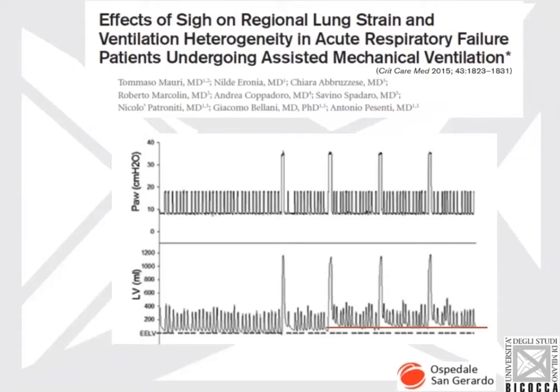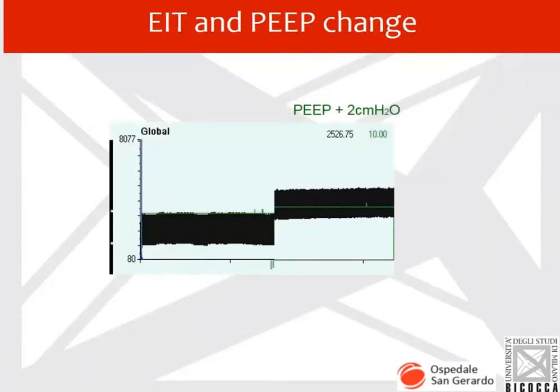So we have tried to move this concept and to use EIT not just as a readout of what we were doing by mechanical ventilation, so I increase PEEP and I measure that I have recruitment, but to use EIT as a guide, to guide our PEEP setting by the use of this imaging technique. And what we have done is to measure this change in end expiratory lung volume following a PEEP change.